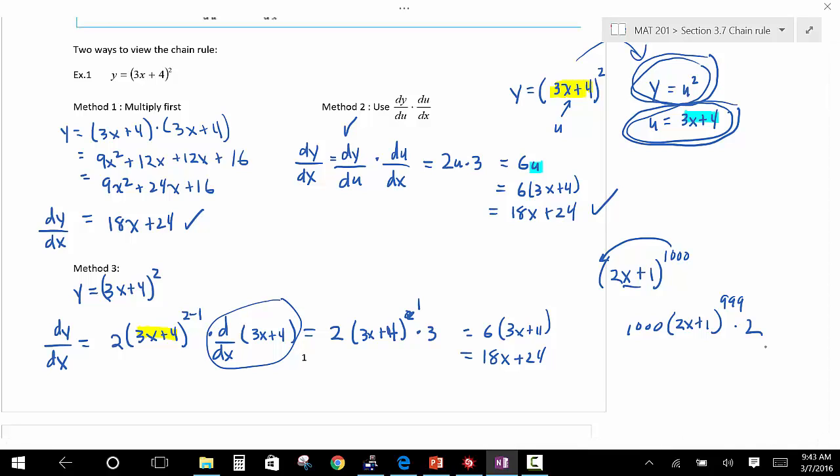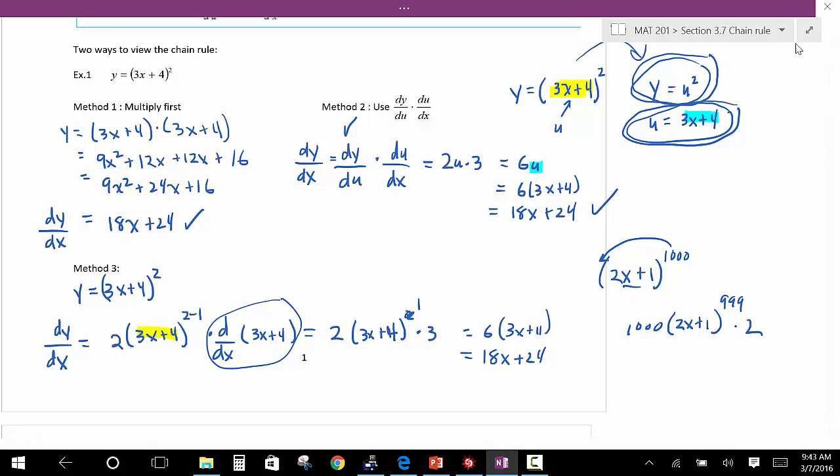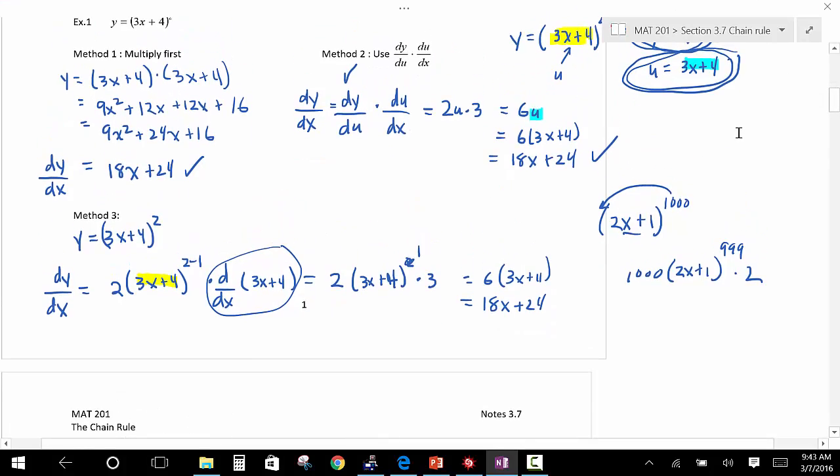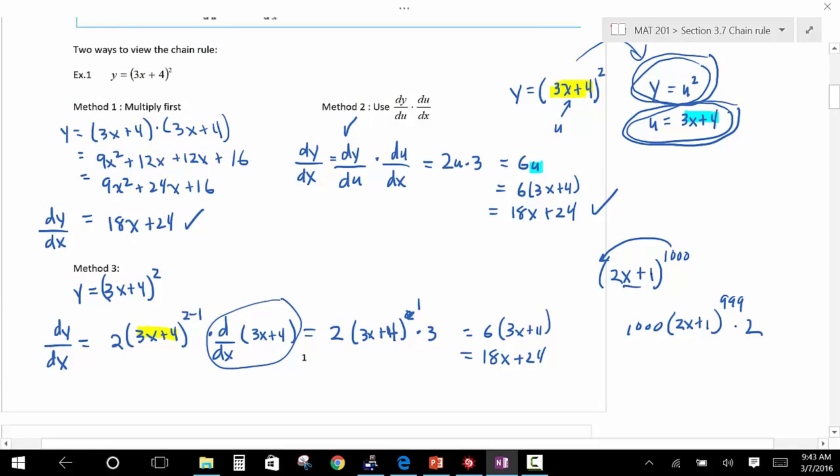And it applies to all kinds of functions, any type of function that can be written as a composition of two functions, okay, like that. Okay, let's move on. Where did you get the 2 outside of parentheses? This thing right here? Yeah. Okay, because I'm multiplying by the derivative of what's inside.